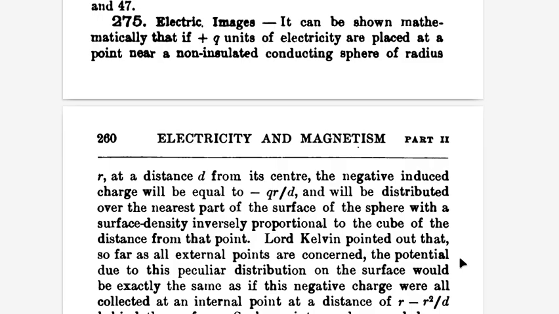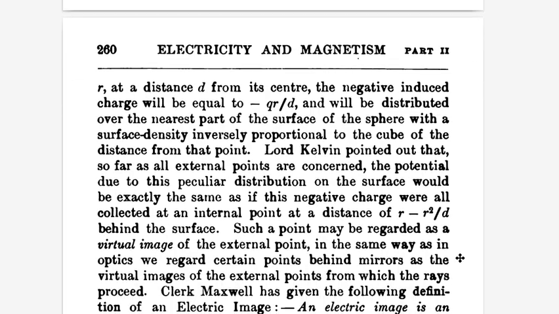275. Electric images. It can be shown mathematically that if plus q units of electricity are placed at a point near a non-insulated conducting sphere of radius r, at a distance d from its center, the negative induced charge will be equal to minus q times r over d, and will be distributed over the nearest part of the surface of the sphere with a surface density inversely proportional to the cube of the distance from that point.